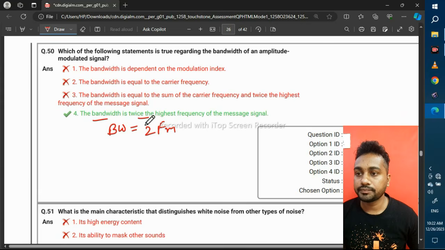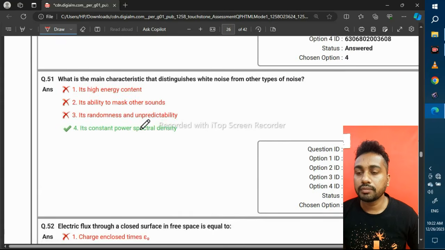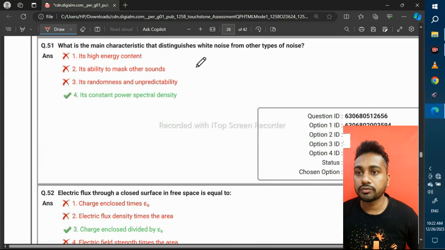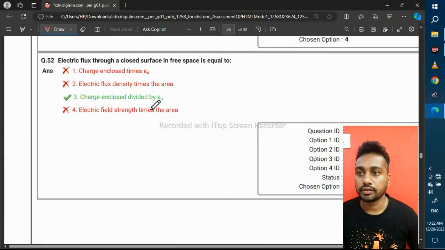Then 51, what is the main characteristic distinguishing white noise from other types of noise? It's constant power spectral density. Option D is the right answer.